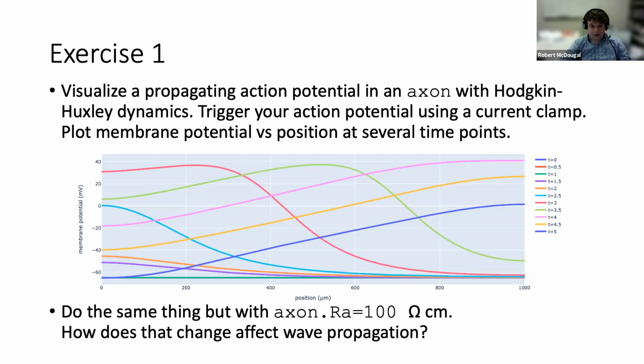The next thing I encourage you to do is to look at the axial resistivity. Remember in squid, and therefore in NEURON by default, 35.4 is a reasonable resistivity. In mammals, it's more like 100. So how would that one simple change affect the wave propagation? It's a one-line change. You can rerun your code, you'll get a new figure, and we'll see how it goes.